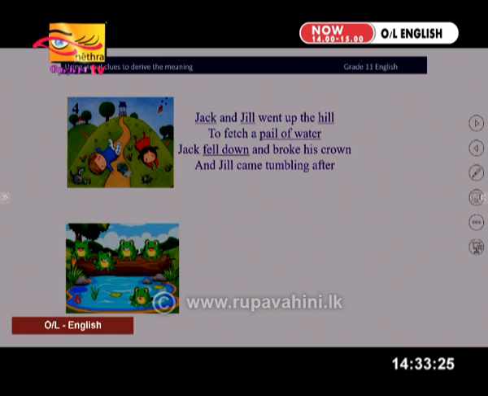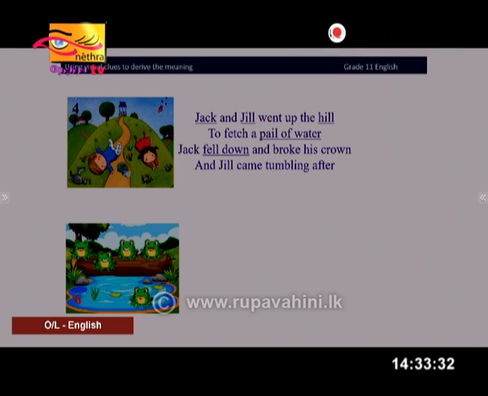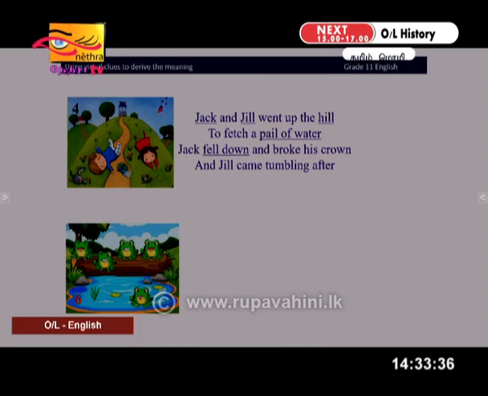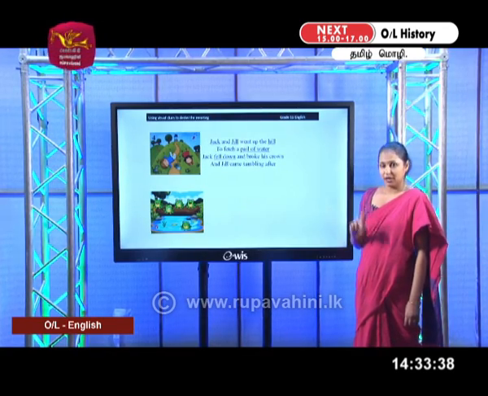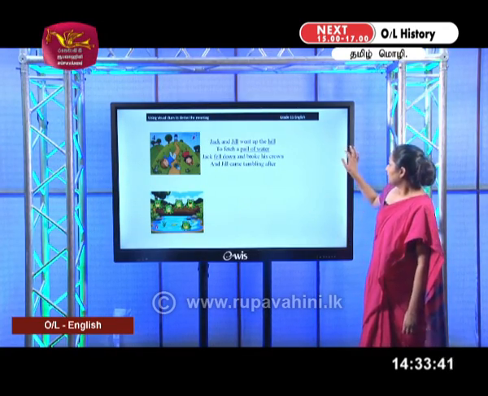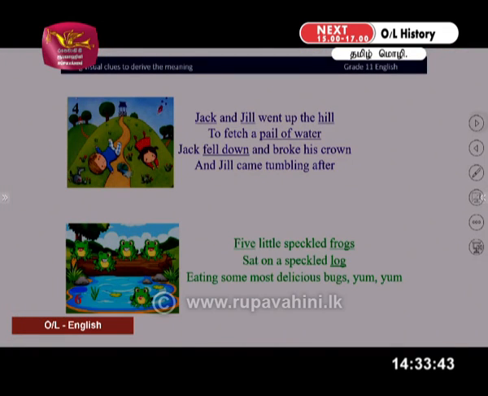The 5th picture. What can you see in this picture? Yes, you can see frogs. How many frogs are there? There are 5 frogs. So if you observe the first slide carefully, I know you can remember the rhyme that goes with this picture: 5 little speckled frogs.